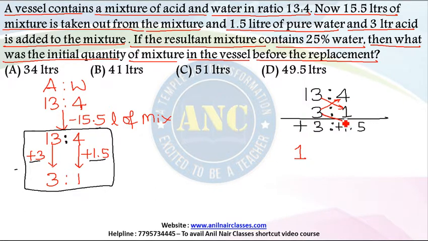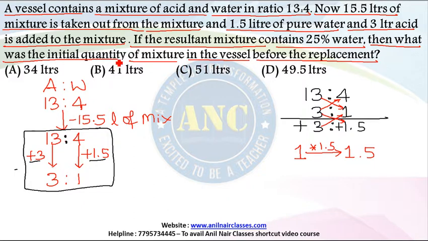Similarly, 3 into 1.5 is 4.5. 3 into 1 is 3. 4.5 minus 3 is 1.5. 1 is becoming 1.5. What should be the multiplying factor? Multiplying factor is 1.5. 1 into 1.5 is only 1.5, right, sir?